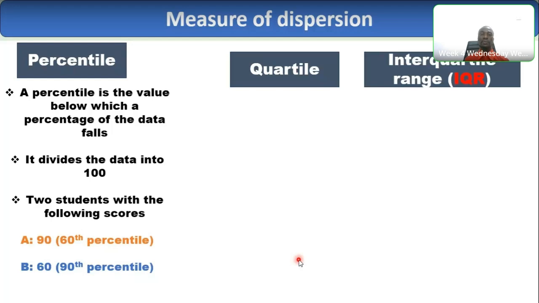Now, if you ask the second student, student B, at what percentile is your score? And the guy says, sir, my score is at 98th percentile. What does that mean?